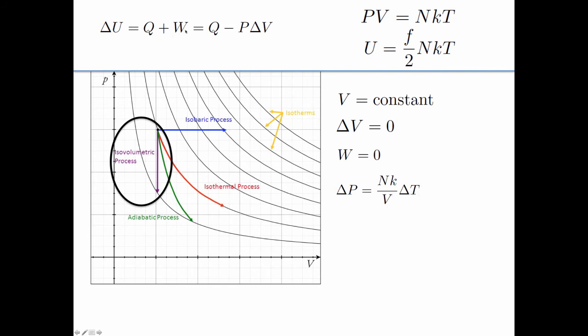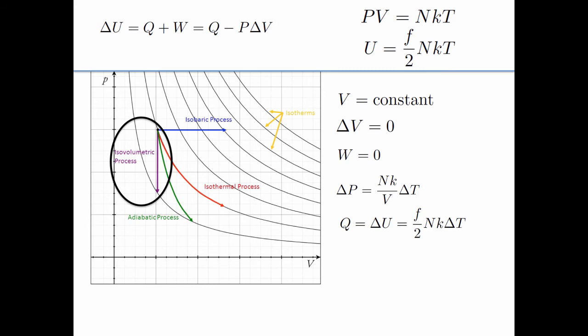If the work done is 0, then we can see from the first law that delta U is just equal to Q, which we can write here, and therefore the amount of heat added to the gas is equal to the change in internal energy. So the internal energy of the gas is changing only because heat is being added or taken away. So the heat added or taken away is F over 2 NK times the change in temperature.